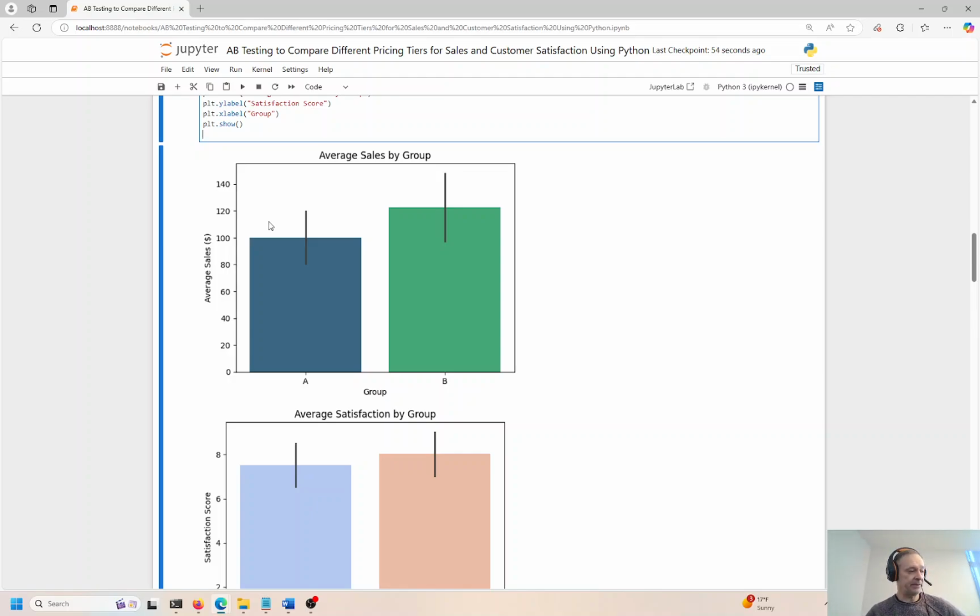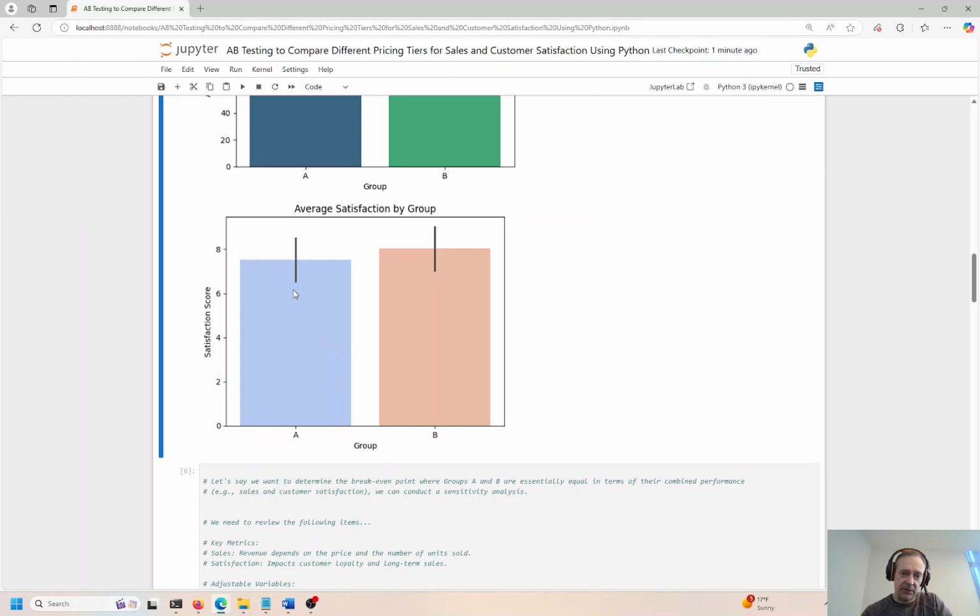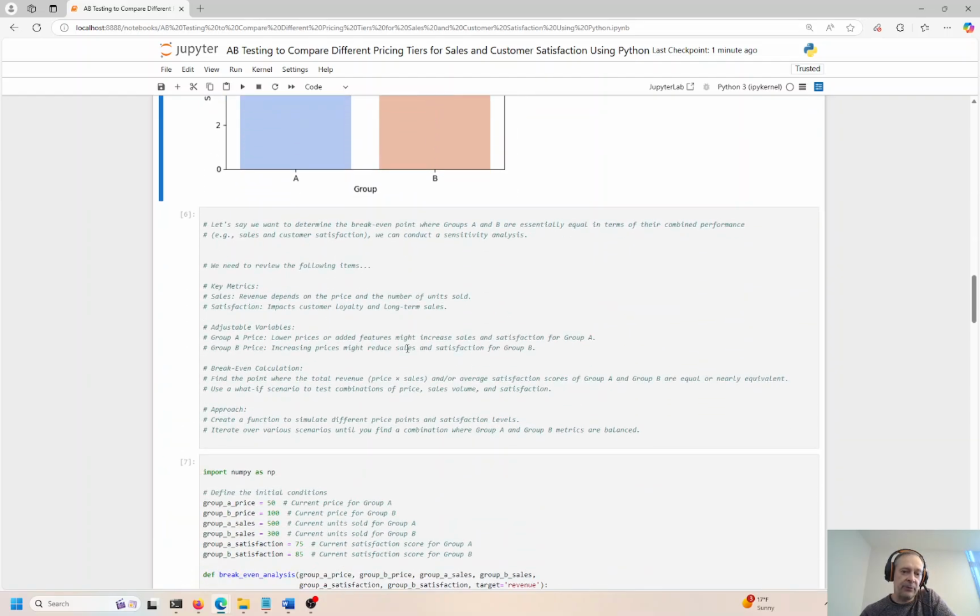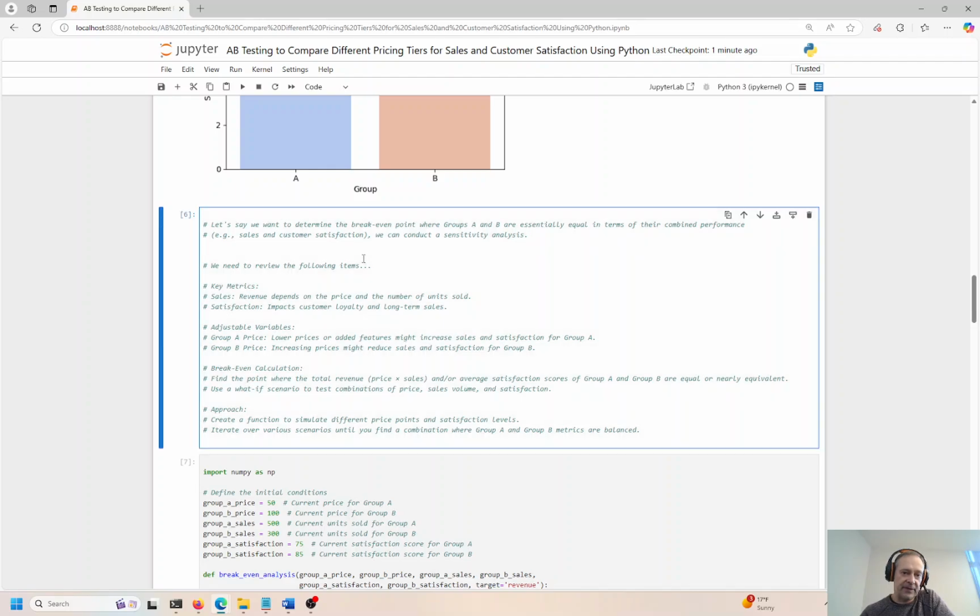It doesn't make sense to invest more in the B advertising campaign. But if we invest about the same, then B is definitely better. We're measuring sales by satisfaction. These two are pretty close. We have maybe 7.5, 7.75 for Group A, about 8 for Group B. So again, Group B is outpacing Group A in both sales and satisfaction. But again, how much money are we putting into A and B to drive that?